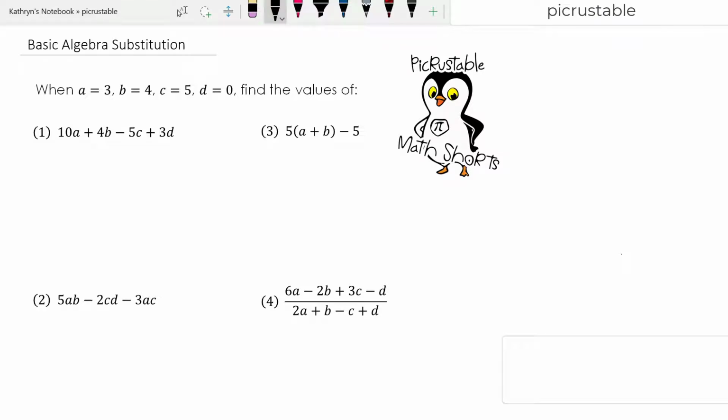In this video, we're going to do some basic algebra substitution. So when A equals 3, B equals 4, C equals 5, and D equals 0, find the values of. So let's look at the first one.